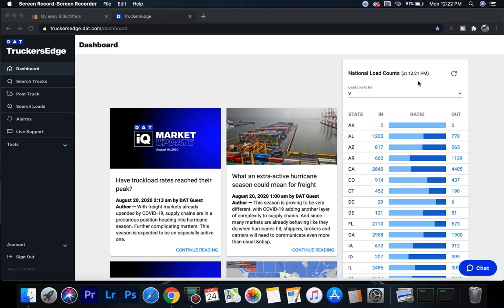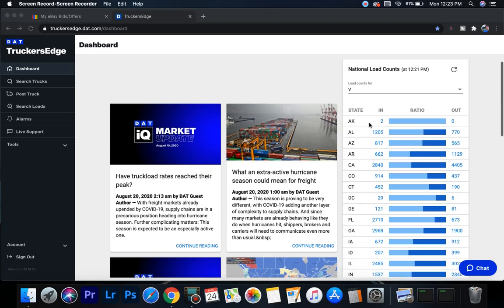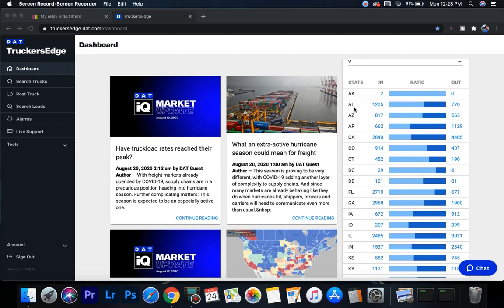This is for drive-in. It is currently 23, and like Alabama, for example, this is showing loads going in versus loads needed to come out. So right now you're showing 1200 trucks heading into Alabama, whereas only 770 are needed to come out. So there's a bigger influx of trucks than loads coming out. Whereas say California has 2800 going in and 4400 needed to come out.